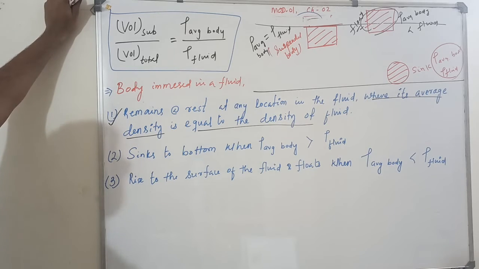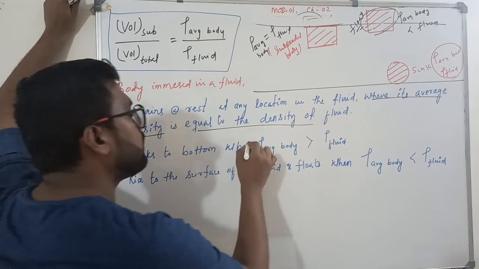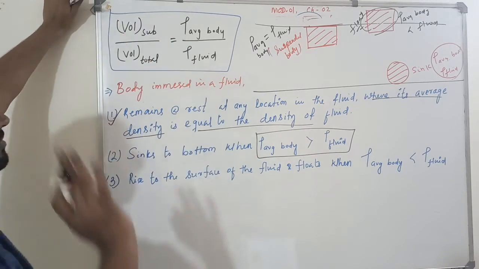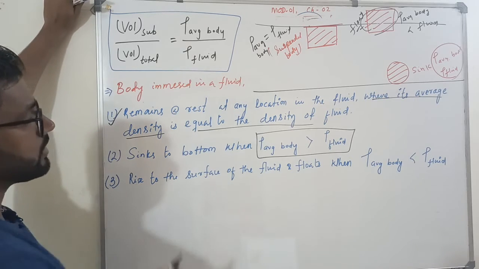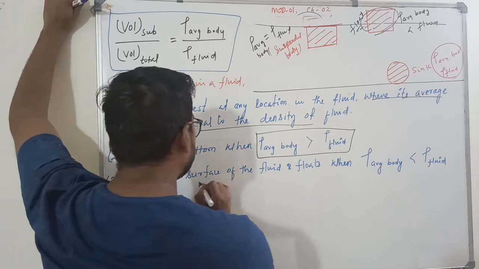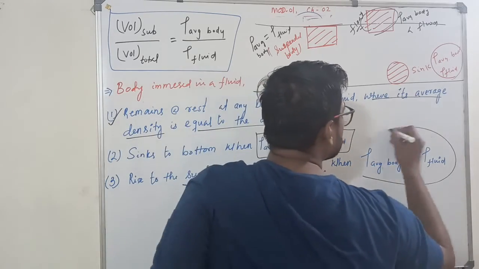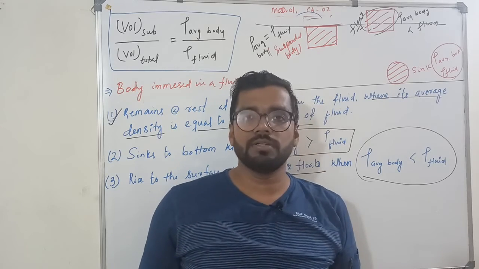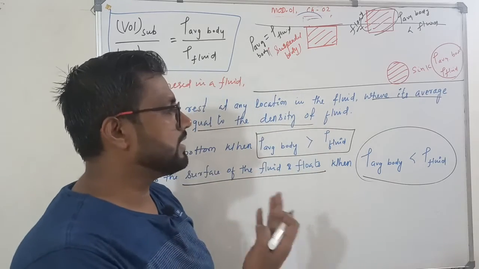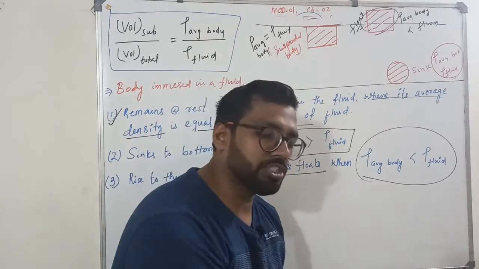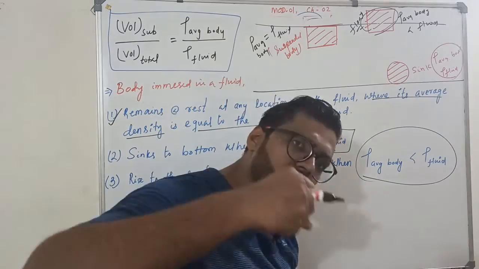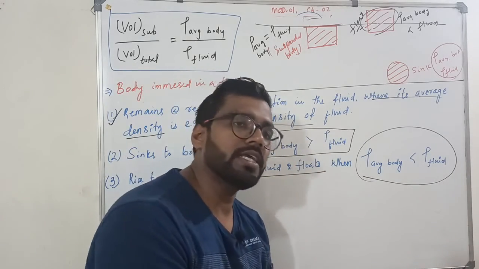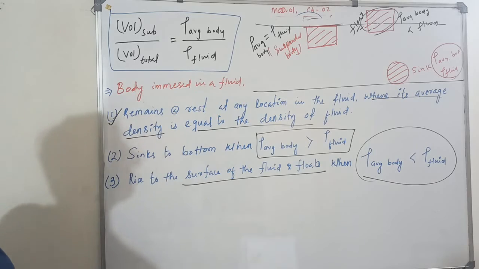The second point: it sinks to the bottom when the average density is greater than the density of the fluid that is submerged, and the volume submerged becomes more. Next, it rises to the surface of the fluid and floats when the average density of the body is less than the density of the fluid. Same example, your apple example. Understand? That average density is less. That's why even if I am applying force and pushing it, it comes up. Your apple or anything comes up and floats on the surface of the fluid.